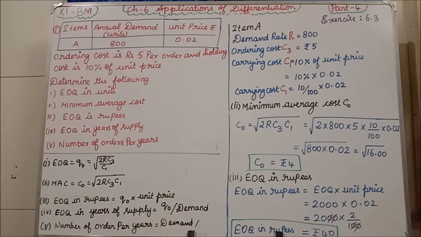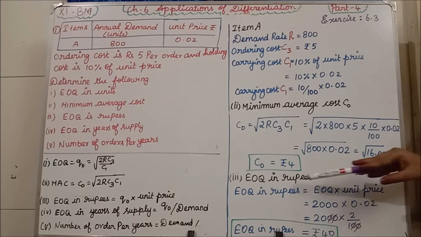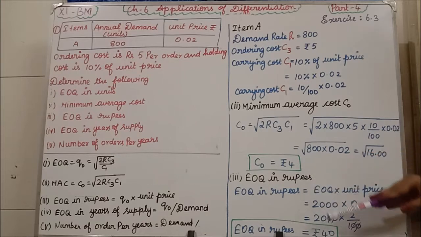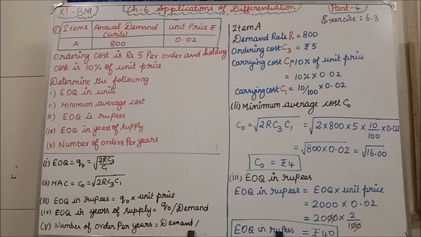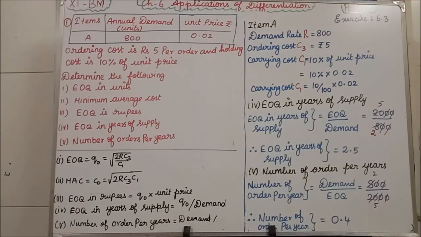20 into 2 is rupees 40. Since they are asking in rupees, you have to write the rupees symbol, 40. Clear? Still two more subdivisions are there, which are EOQ in years of supply and number of orders per year, we have to calculate. Isn't it? That we'll see now. This is the fourth subdivision, EOQ, economic order quantity in years of supply.